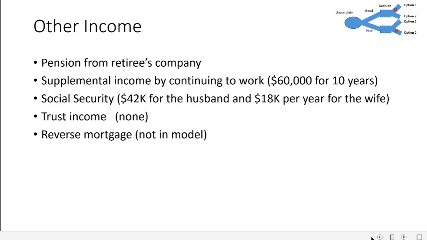Another key assumption is other income that you might have prior to full retirement. Now, I've assumed here $60,000. We also assume Social Security of $42,000 for the husband and $18,000 for the wife when they reach age 66. So let's go over to the model.